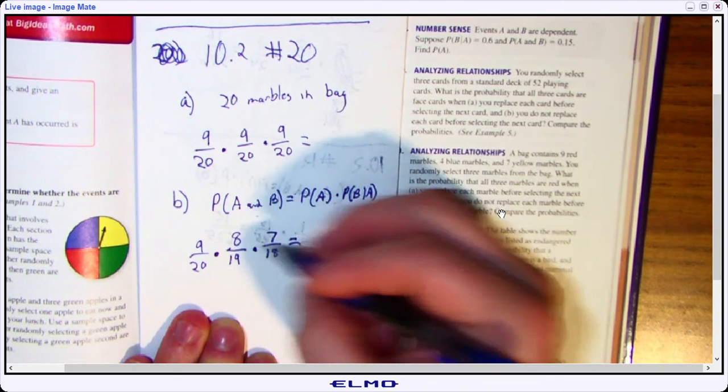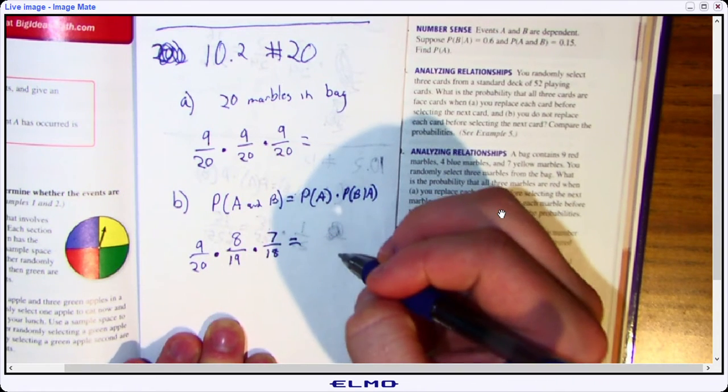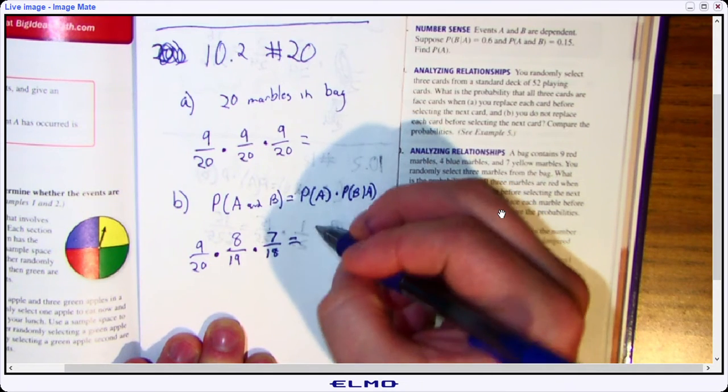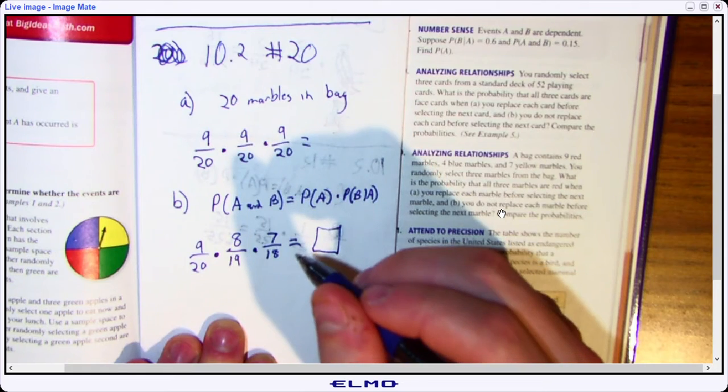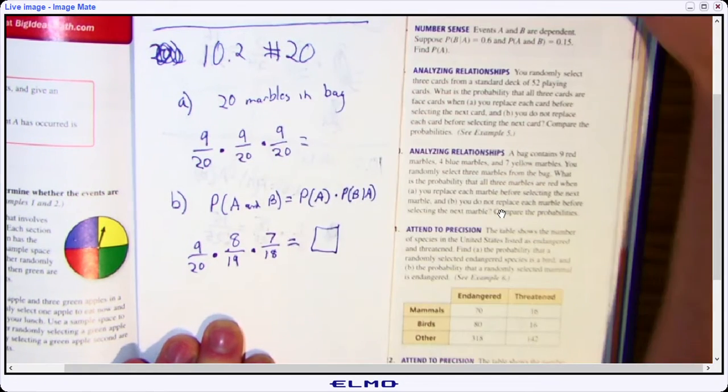And then if I multiply all these out, it's going to give me my answer for the probability of pulling 3 red marbles when I do not replace them. Which should be your answer for the question. I hope that helps.